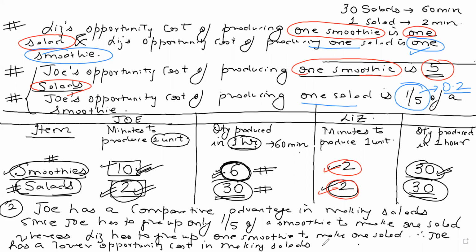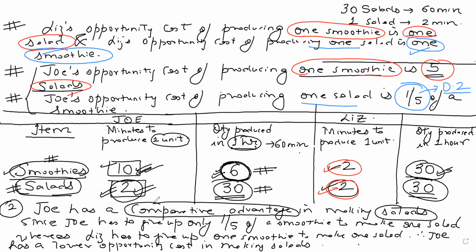So if I sum up, although Liz has an absolute advantage in making smoothies as compared to Joe, and none of them has an absolute advantage over the other in making salads, then we talk about the concept of comparative advantage. Joe has a comparative advantage in making salads. Liz has a comparative advantage in making smoothies.